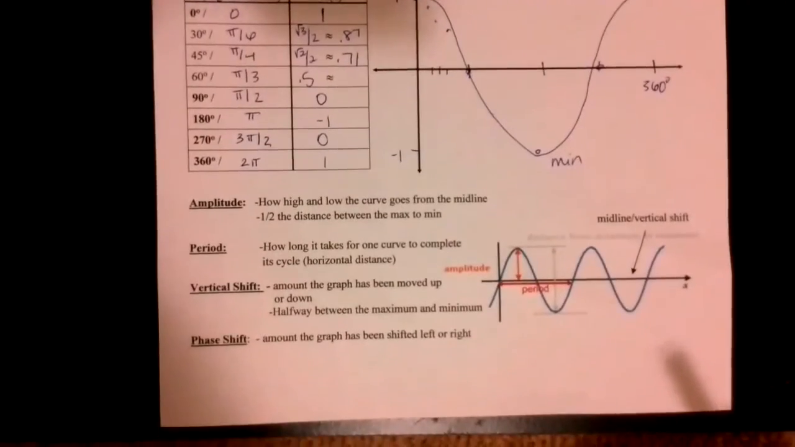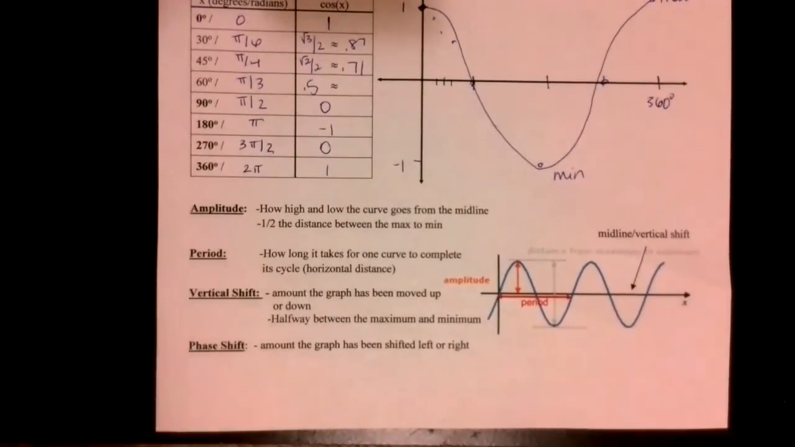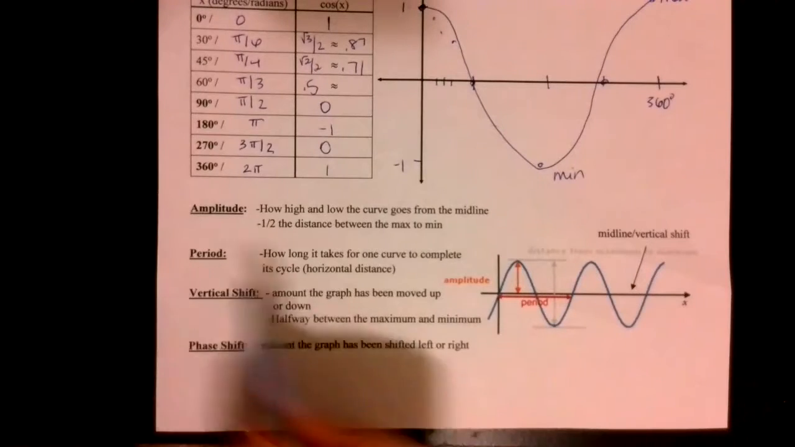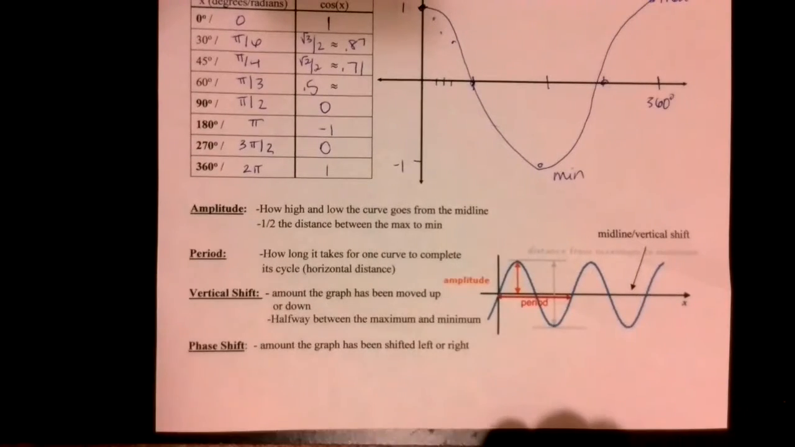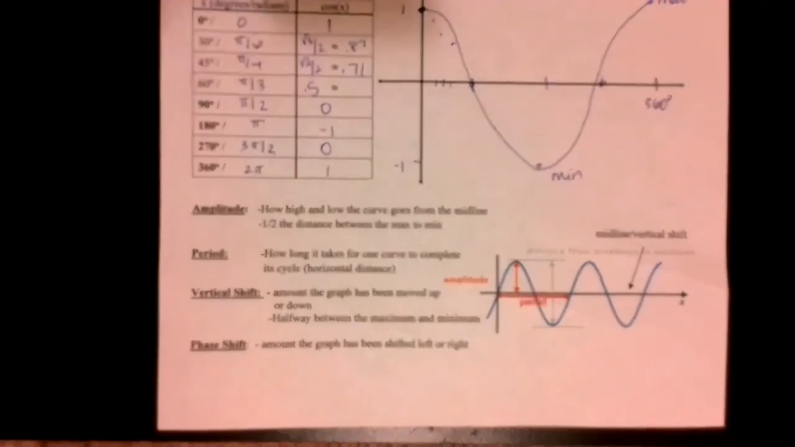All right, so then if you look down, just a recap of the vocab. We just talked about period. It's a horizontal distance, and it is how long it takes until it starts to repeat itself. So with no transformation, sine and cosine are 360 degrees.